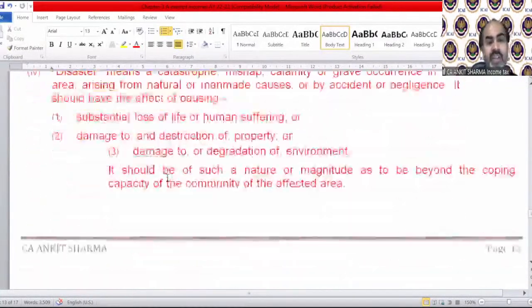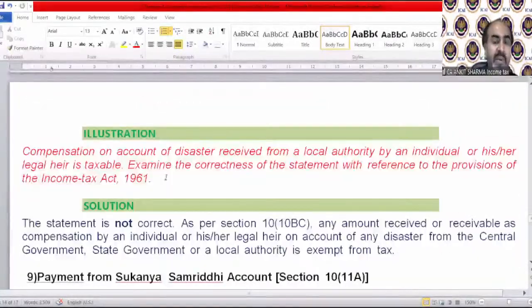Okay, the meaning of disaster has already been written over here, and this is an example. Almost this same kind of example has been asked in your examination. It was like there was a disaster and an organization, a charitable organization called Yatra Fund, provides some compensation to the affected people.